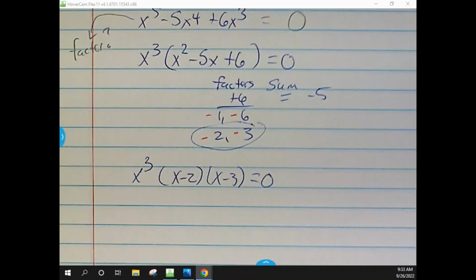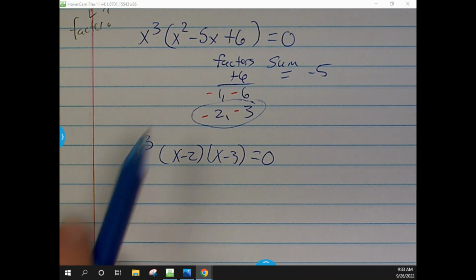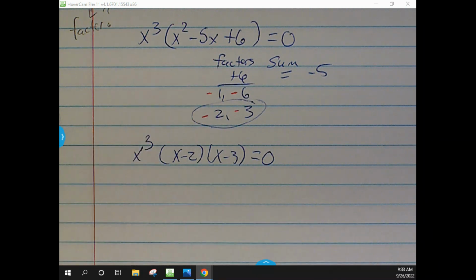I'll scoot that up just a little bit so we can see it better. All right, so we've got an x to the 3rd on the outside that was the greatest common factor. On the inside, we're able to factor this. And again, it was a nice, easy factor because the inside term started with the x squared term of 1. So that made the factoring a little bit easier. Again, just have to be careful with your signs. Don't fly through the signs because sometimes that'll get you.